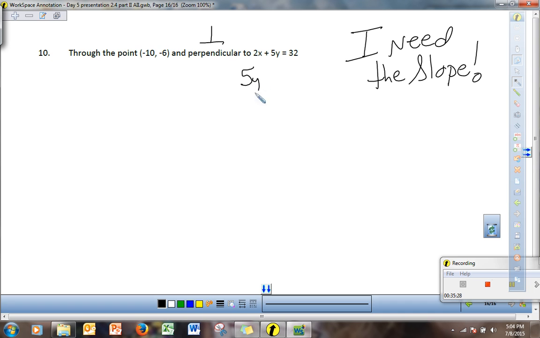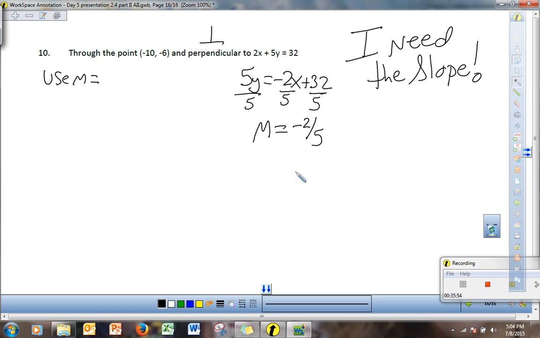So I've got 5y equal -2x plus 32. Divide everything by 5. Since I only need the slope, my slope is -2/5. Since we want our lines to be perpendicular, though, I need to use a slope of opposite reciprocal. So this thing's negative. I need positive 5/2. I no longer need that.